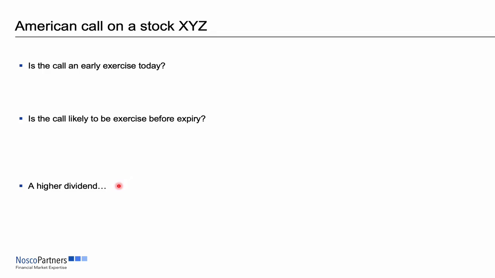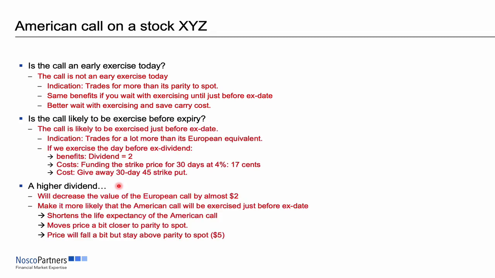An increase in the dividend means that the forward decreases. The forward will decrease by about 2. That means the parity value of the European call will decrease by about 2, and that means that the European option will lose in value about 2. So the European option will lose in value quite a bit. So the value of the European option will decrease by about $2.